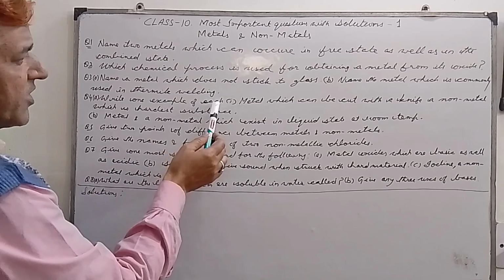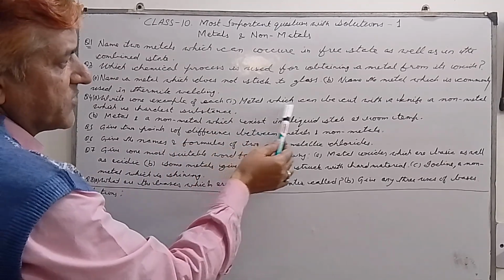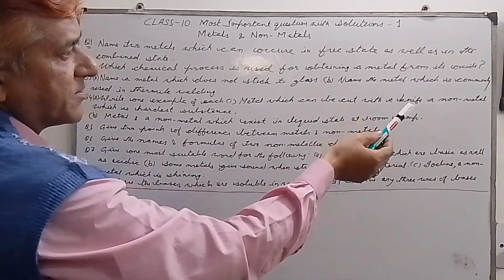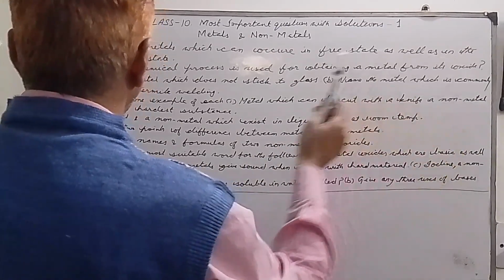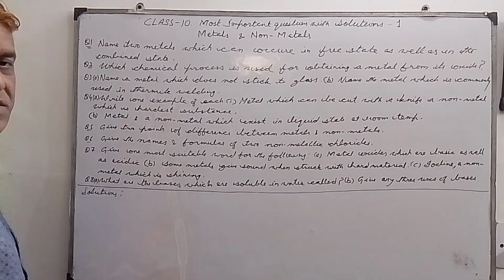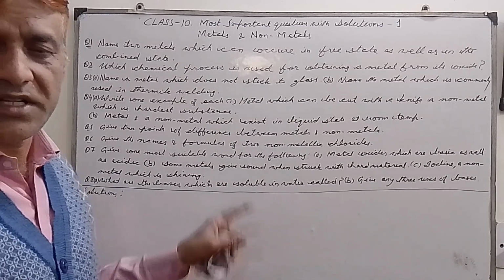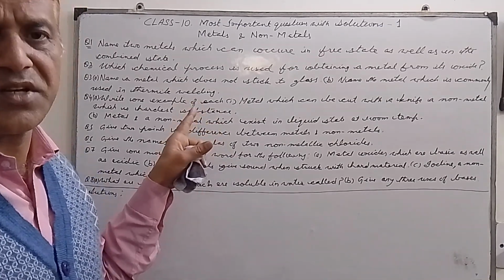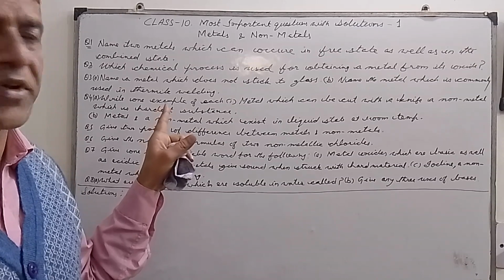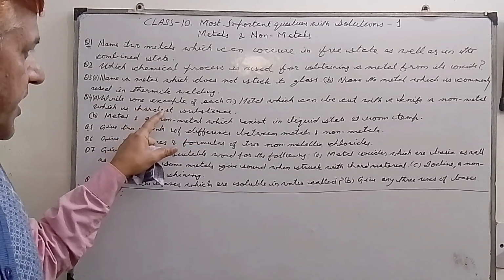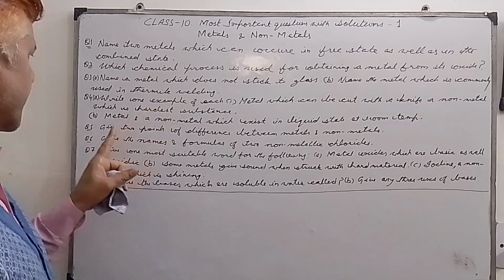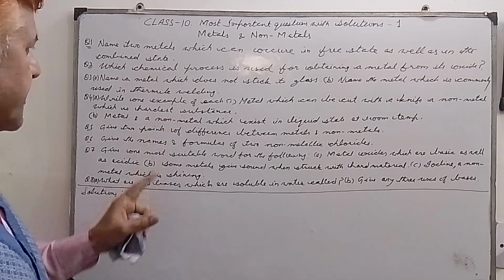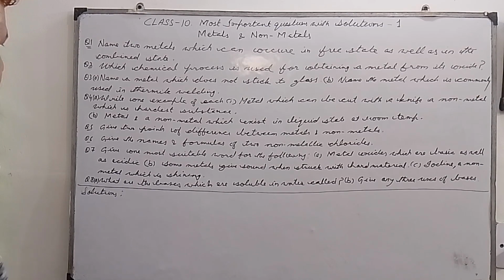Question number 4: write one example of each. A metal which can be cut with a knife, that is sodium, you know very well. A non-metal which is the hardest substance. My dear students, that is diamond. In fact, it is actually carbon. So diamond is a non-metal actually. Diamond is actually carbon.